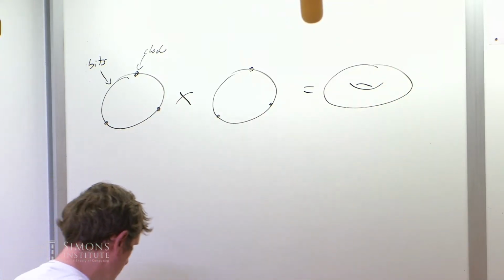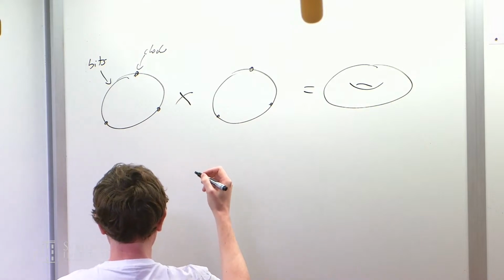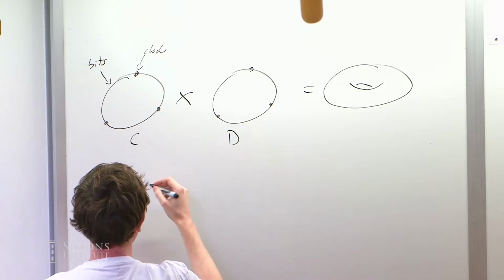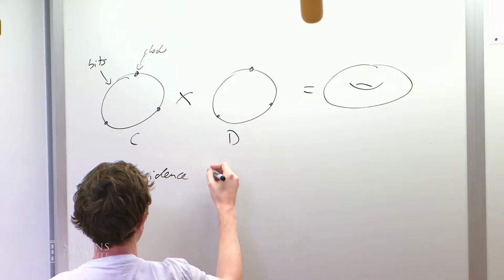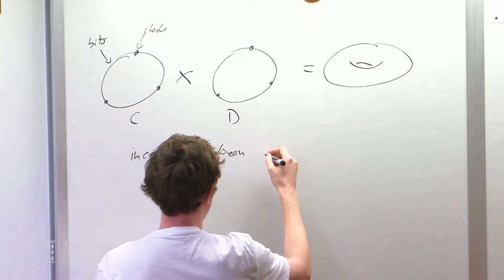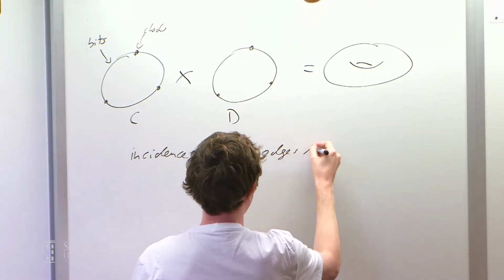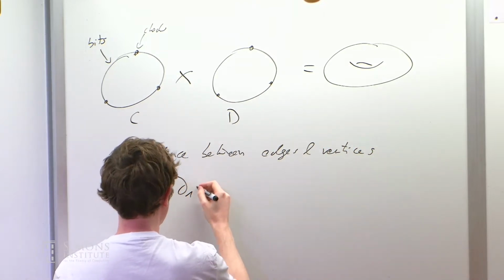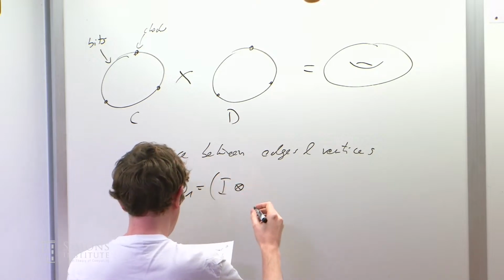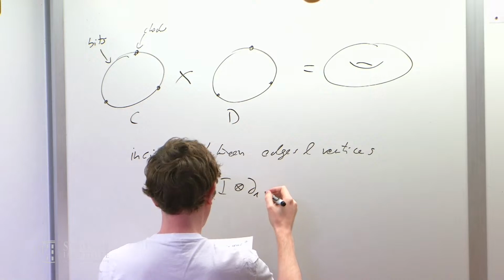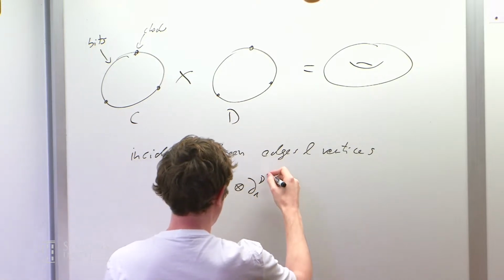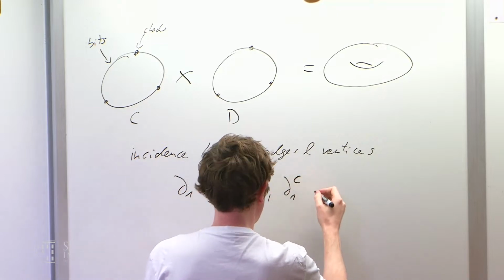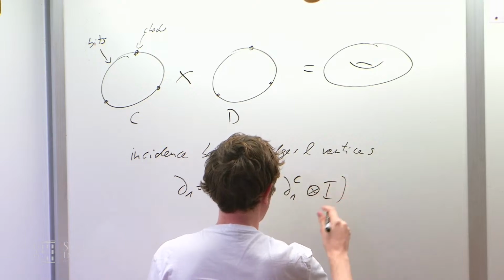And I claimed that if I take more general products of two codes, C and D, then the incidence matrix between, let's say, edges and vertices, that I called del1, is given by the identity tensor the incidence matrix of the code D, and then del1 of C tensor the identity here.